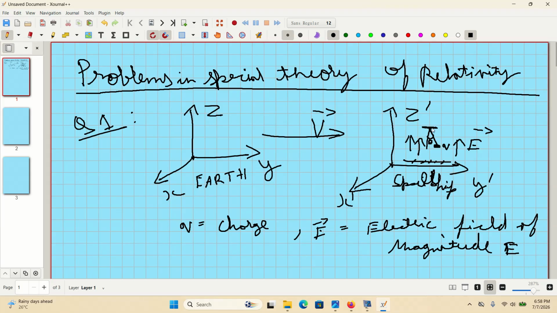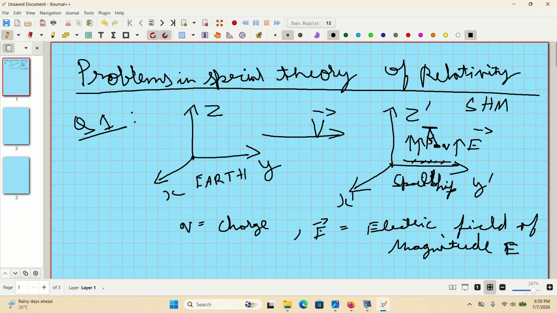And suppose inside this spaceship there is a charge, say q, and this charge is performing small oscillations because inside this spaceship there is some charged plate from which there is an electric field coming out, and this electric field is interacting with this charge, and because of small oscillations it is performing simple harmonic motion.